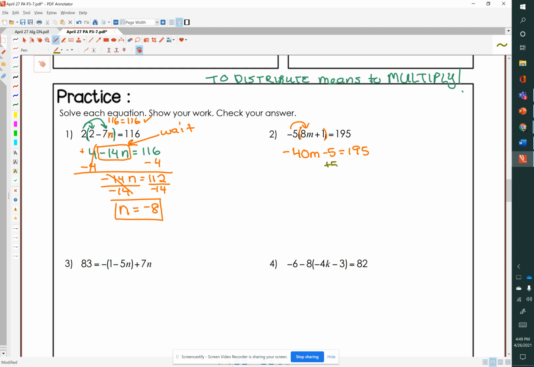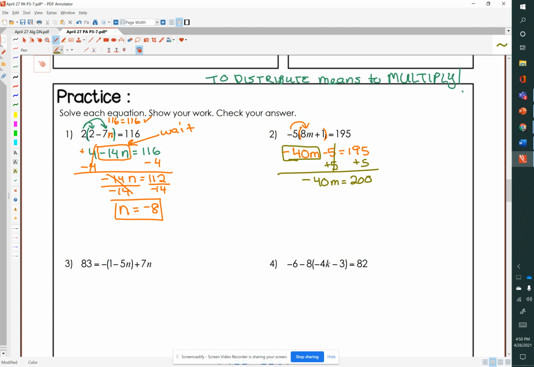So we'll add that 5 so that we can isolate that negative 40m. But whatever we do to one side of this equation, we need to do to the other. So negative 5 plus 5 equals 0. So that leaves us with negative 40m equals 195 plus 5 is 200.